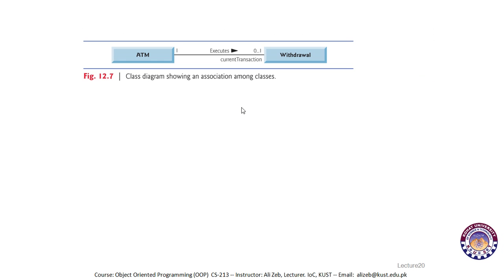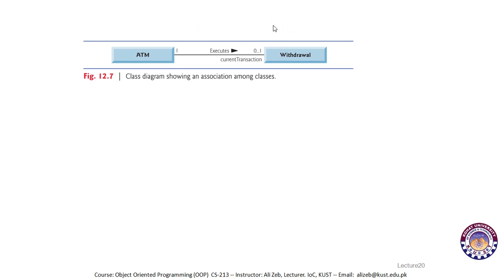For example, these numbers show us how many objects of this class would participate in this association. So we have one object of the ATM and at the minimum 0 and at the maximum one object of the withdrawal class will participate in this association. In simple terms, whenever we are trying to withdraw some amount, we'll need to have at least one object of the ATM. We will have to initialize the ATM's object to be able to work with our withdrawal amount.